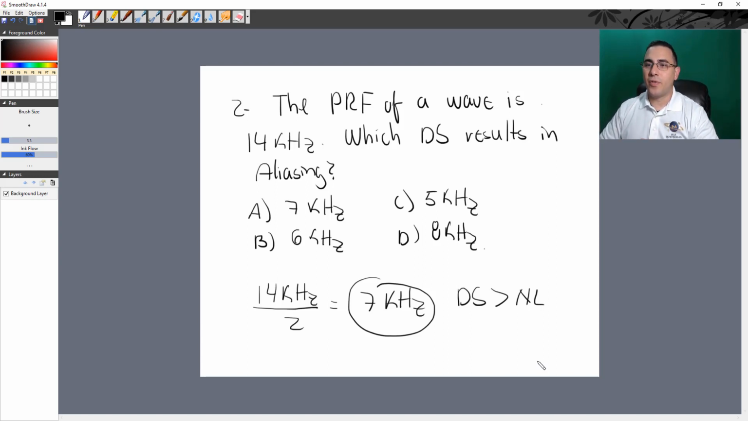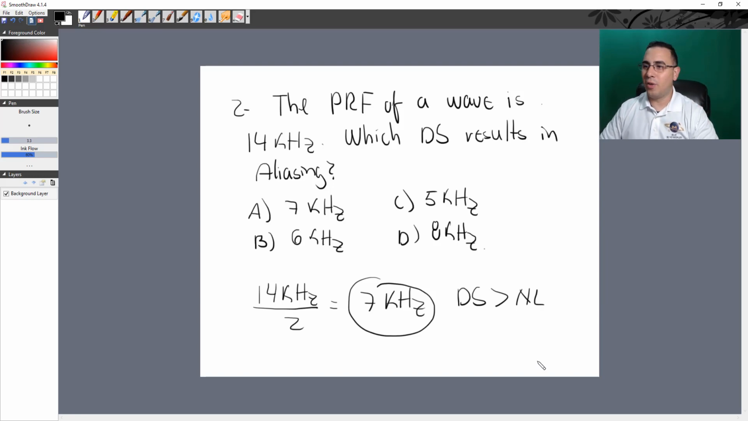Alright, so let's go to the first one. A, the Doppler shift is 7. The Nyquist limit is 7. Is 7 greater than 7? No. So A doesn't work. That's not your answer. B, Doppler shift 6. Nyquist limit still 7. Is 6 greater than 7? No, it is not. So B is not going to give you aliasing.